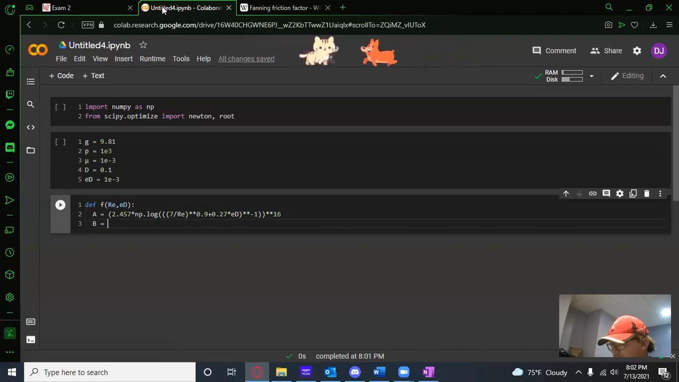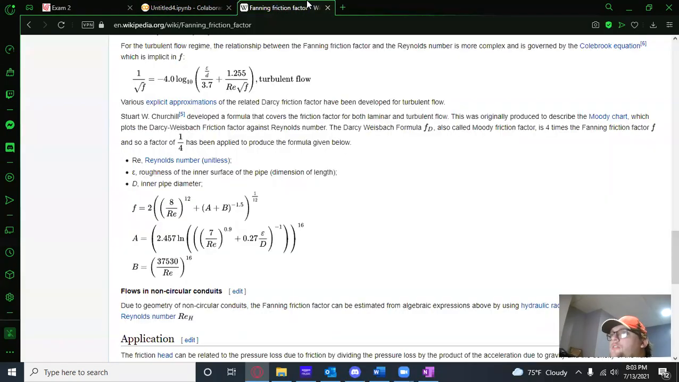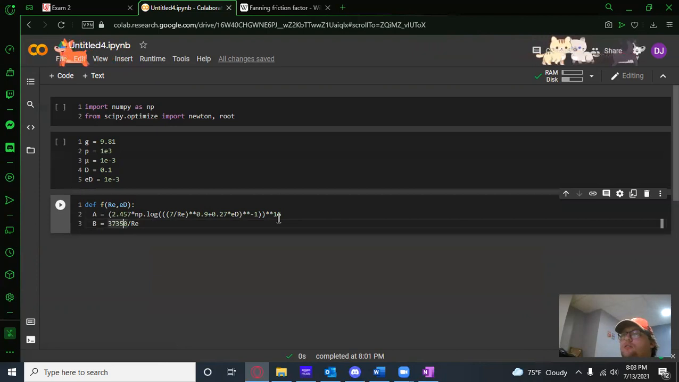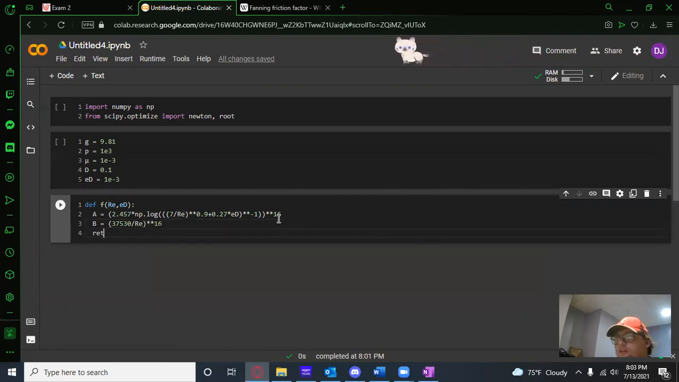B, same thing. The 37530 divided by Reynolds number. Let's see if I got that right. 37530. Just a little dyslexic. That is also raised to the 16th.